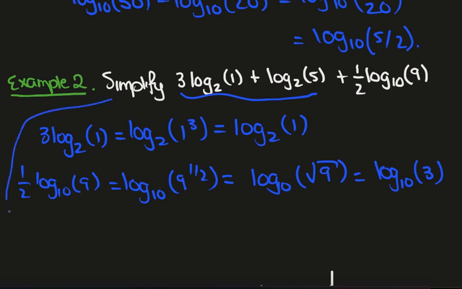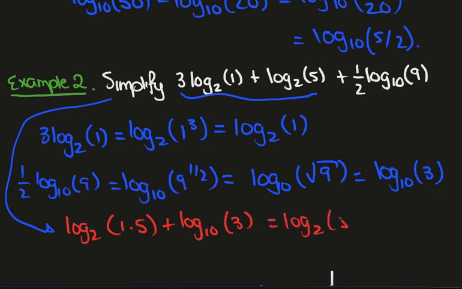And now these two I can add, because I can multiply the insides since they have the same base, but this log 10 of 3 stays on its own. So the final answer, which maybe I'll write in red to make it clear, is log 2 of 1 times log 2 of 5 plus log 10 of 3. So what I'm left with is log 10 of 5 plus log 10 of 3.